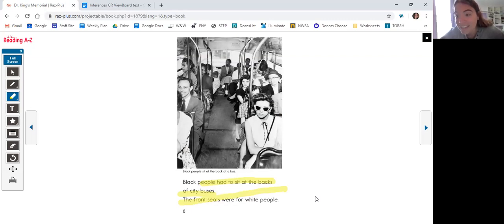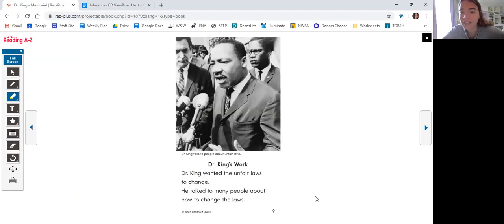Now, another question: did Rosa Parks' actions work when she stood up for what she believed was right with the buses? Yes or no? Did it work? Yes, because we read in the book yesterday that the laws were changed because Rosa Parks stood up to the law. I love that she did that. Really nice job. What did Dr. King want to change? Pause your video and answer that question now.